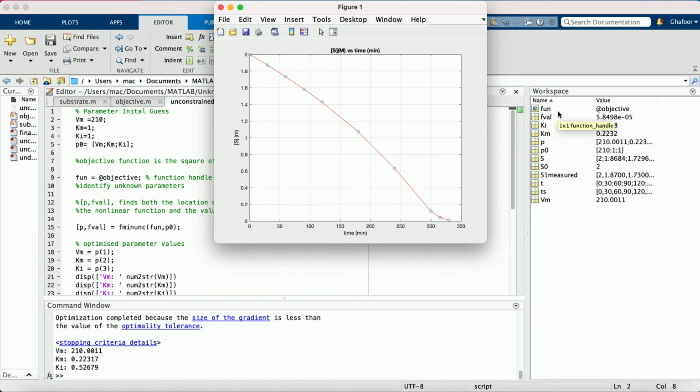So we can stop our trial and error method here and be satisfied with these optimized parameter values. We can see that there's an excellent fit between the data points and the numerical model, and this is our final solution in the command window, with Vm equal to 210, Km equals 0.22, and Ki equal to 0.52. So that's it. That's the solution. Thank you for listening.